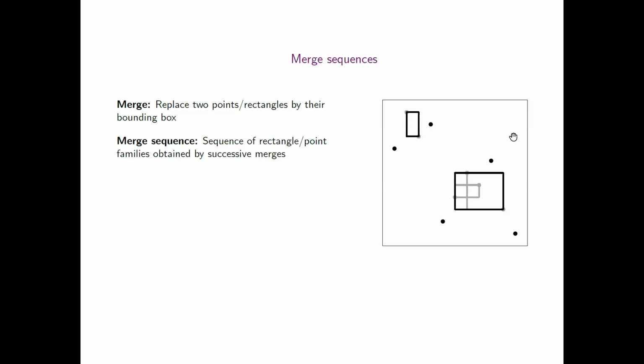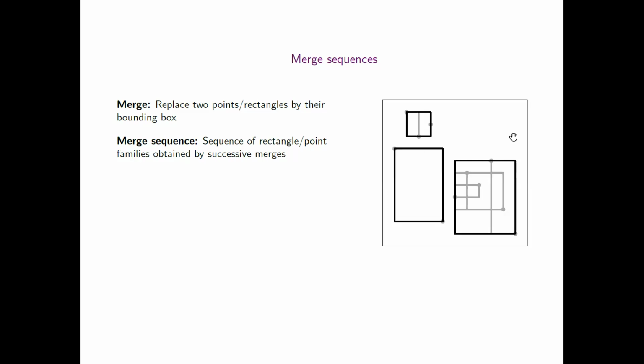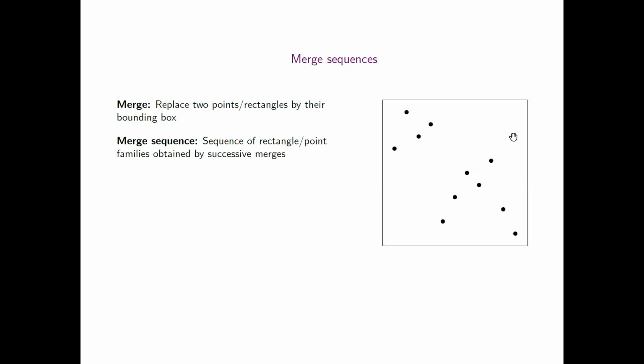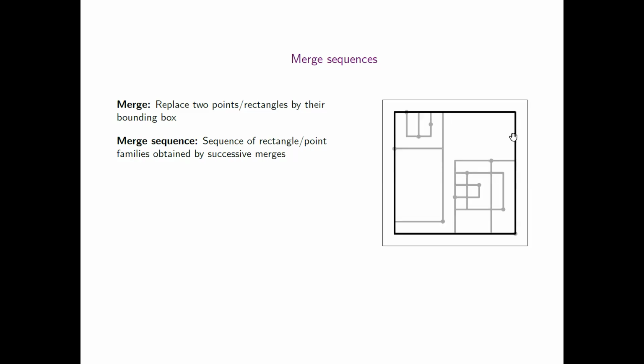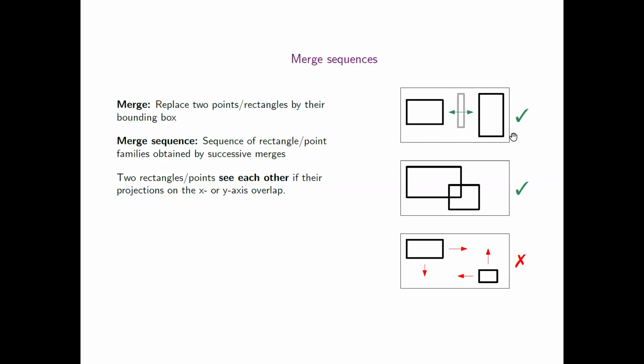I replace them by their bounding box. Now I have this. I can merge these two, and so on. And in the end, I end up with one rectangle containing everything. So I have exactly n-1 such merges, and I start with all singletons, and I end up with everything being one rectangle. And I say that two rectangles see each other if they overlap either horizontally or vertically. So for example, these two rectangles don't see each other.